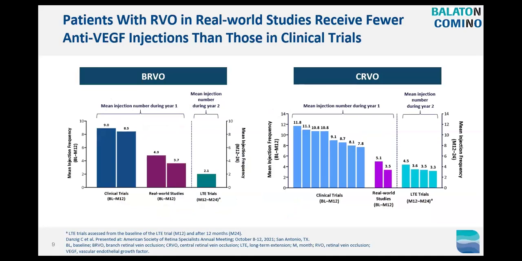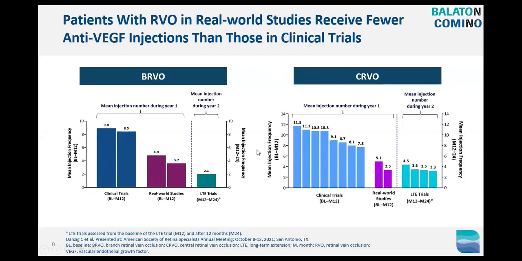So that translates to fewer injections, both on the side of BRVO and CRVO. It translates to fewer injections when you look at the clinical trials on the left here, the blue, from baseline to month 12. If you compare that with real-world studies, you definitely have much fewer injections, 4.9 compared to 9. If you look at long-term extension trials, this one you're looking at from month 12 in the second year of the study, the lowest level, fewer observation, much fewer monitoring events.